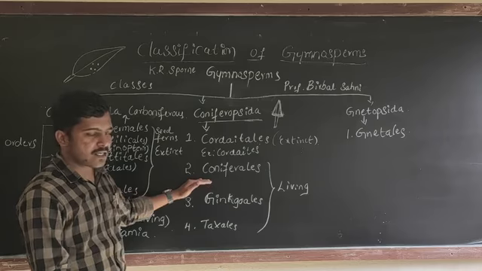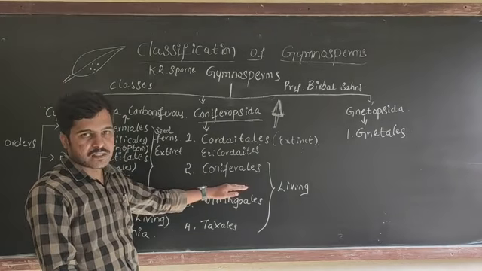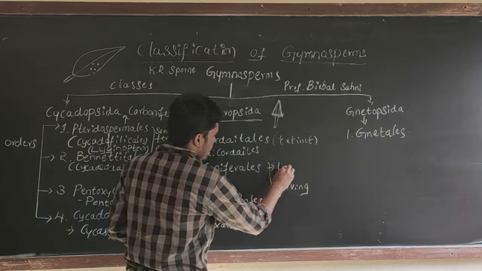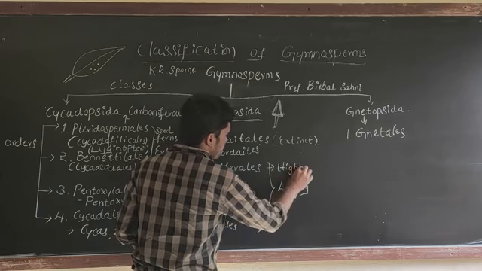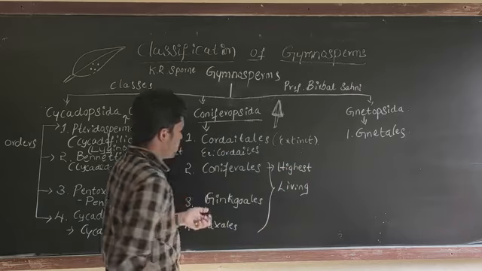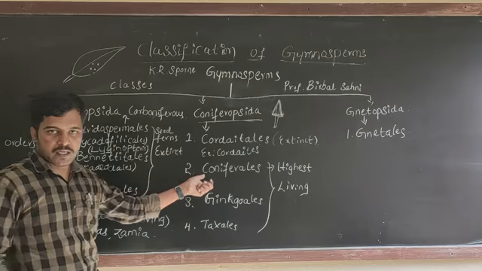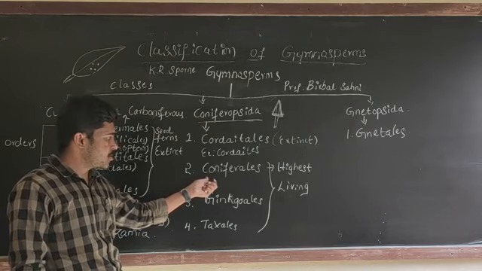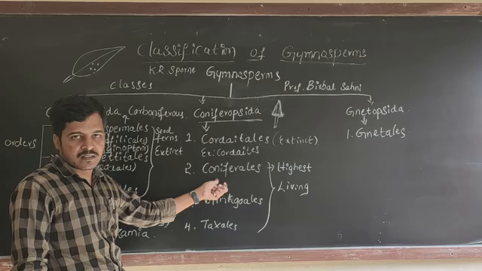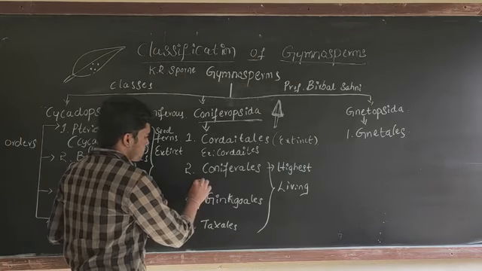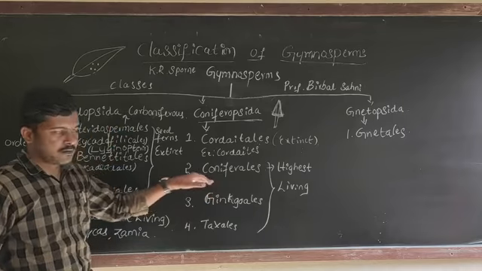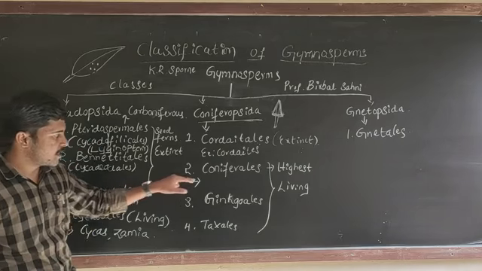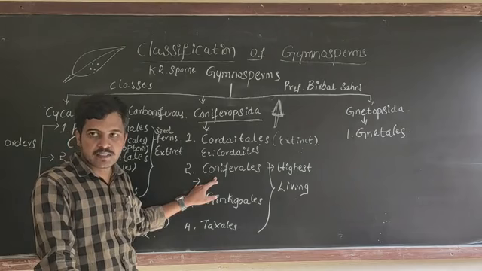Coming to the next order, that is Coniferales. These Coniferales consist of the highest number of Gymnosperm plants. Most of the Gymnosperm plants which are living today, around 65 to 75% of them, belong to the order Coniferales. As I told you, the tree has a cone shaped structure, that's why they are classified under Coniferales.